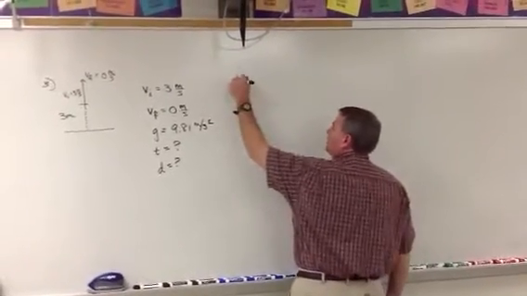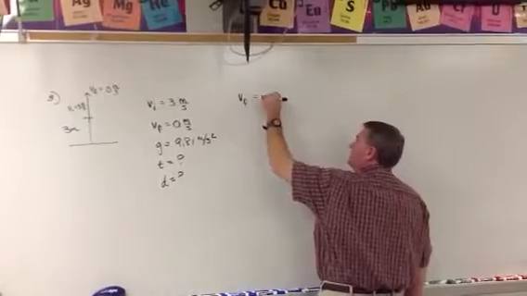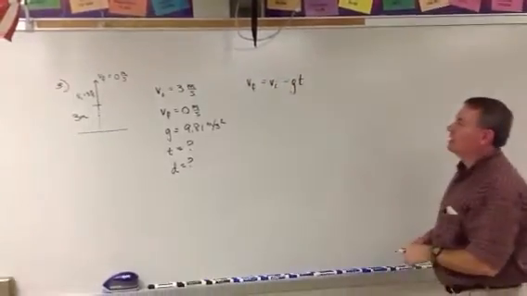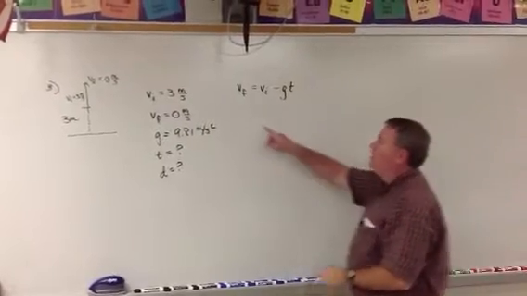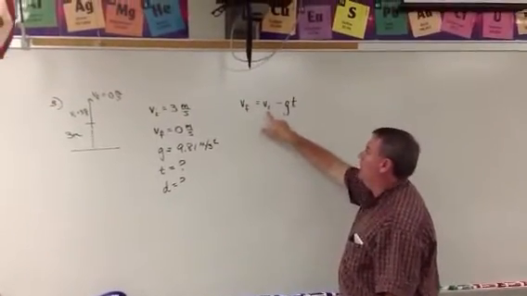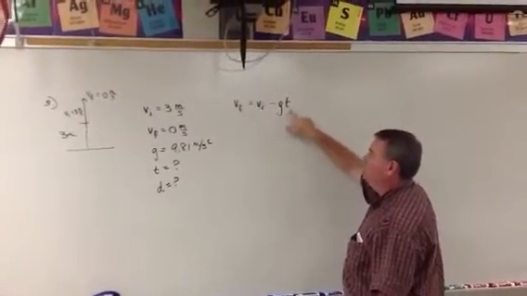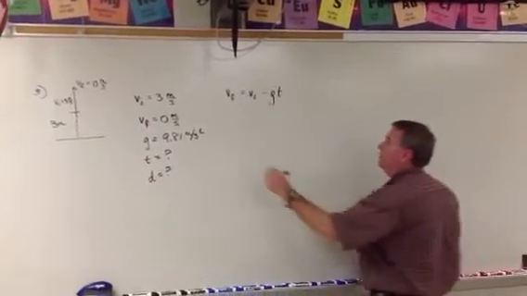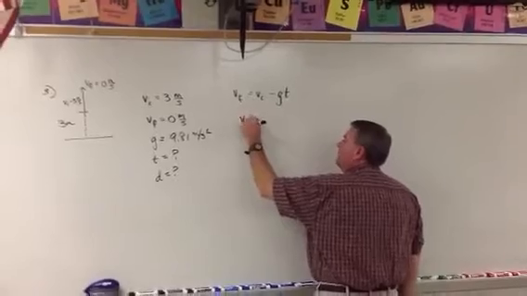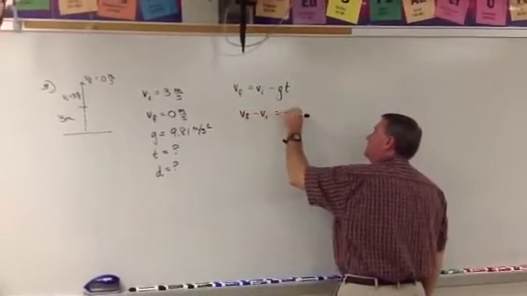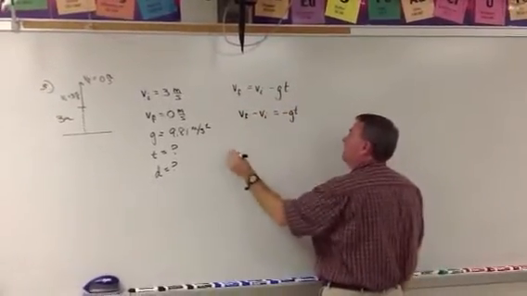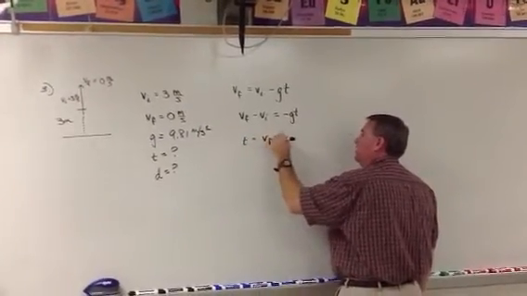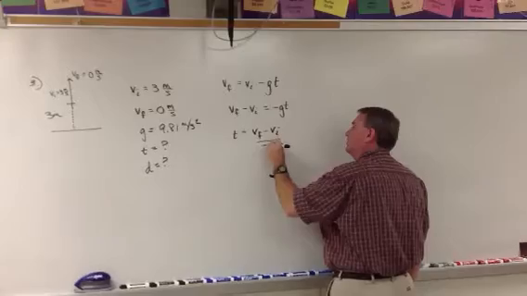I always look at the first equation. Vf is equal to Vi, it's going against gravity, so minus gt. We know final velocity, initial velocity, and gravity. We don't know time, so we can use the first equation because there's one variable we do not know. Vf minus Vi is equal to negative gt. Then divide both sides by negative g. Time will be equal to Vf minus Vi over negative g.